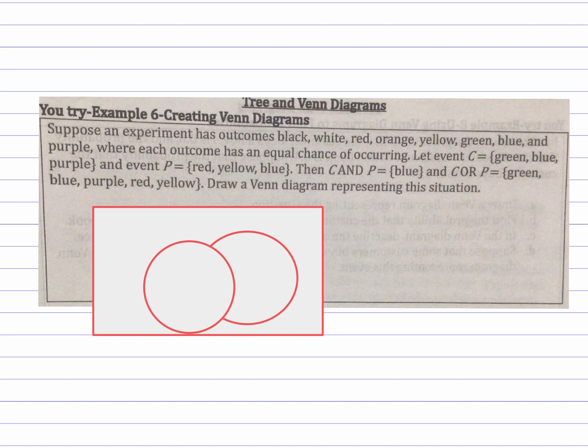It says, suppose that an experiment has outcomes black, white, red, orange, yellow, green, blue, and purple, where each outcome has an equal chance of occurring. Let event C equal green, blue, purple. So event C is, and I need to extend this, green. Blue is actually present in both, so that's going to go there. And C is green, blue, purple, so we need purple still.